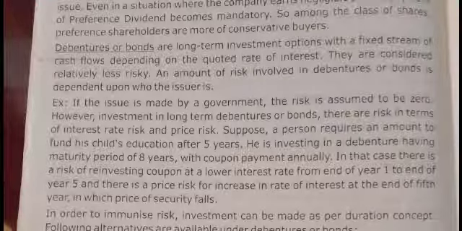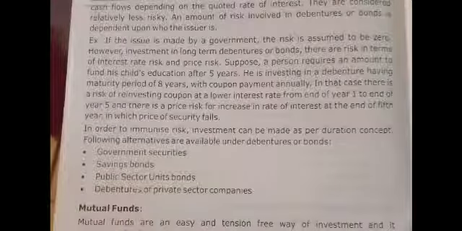Suppose a person requires an amount to fund his child's education after 5 years. He is investing in a debenture having a maturity period of 8 years with annual coupon payments. There is a risk of reinvesting the coupon at a lower interest rate, and at the end of the 5th year there is a price risk, because if interest rates increase, the price of the security falls. So in order to immunize the risk, investment can be made as per the duration concept.